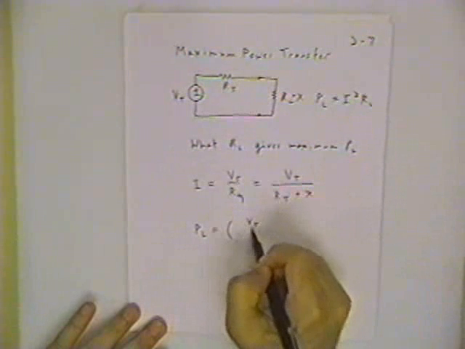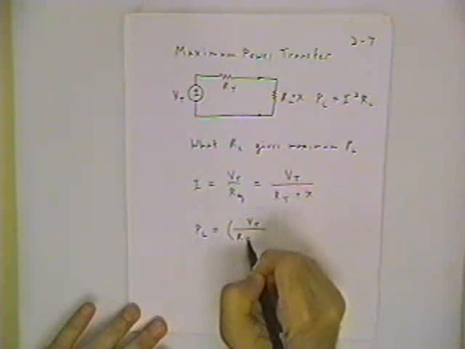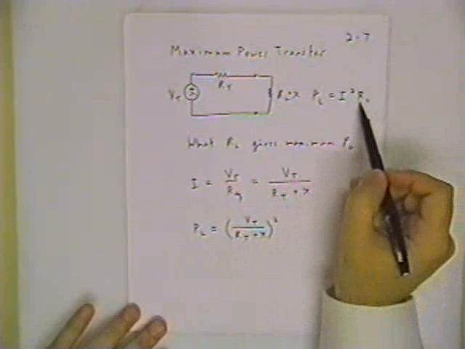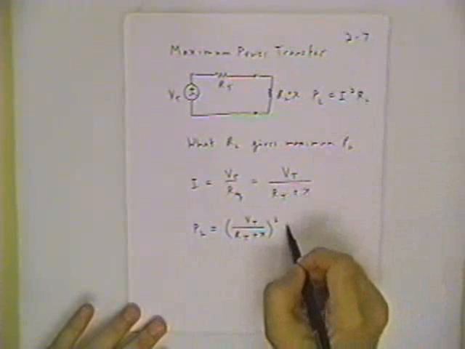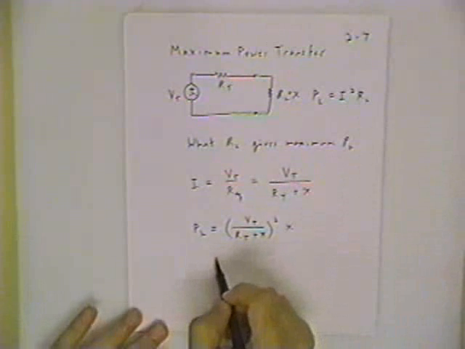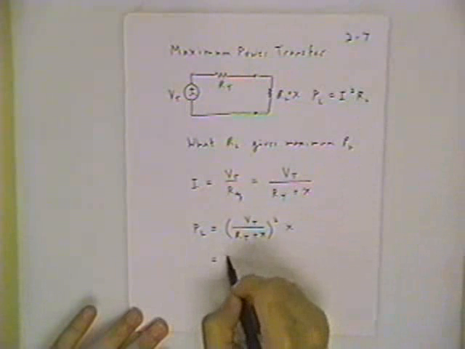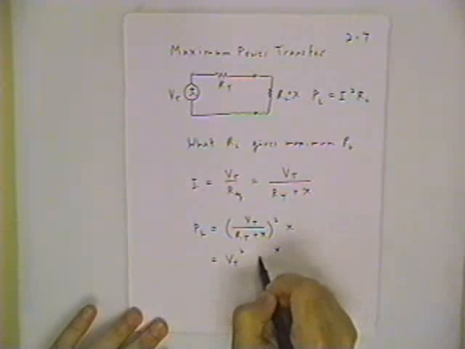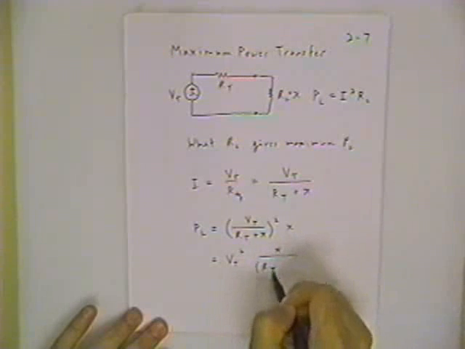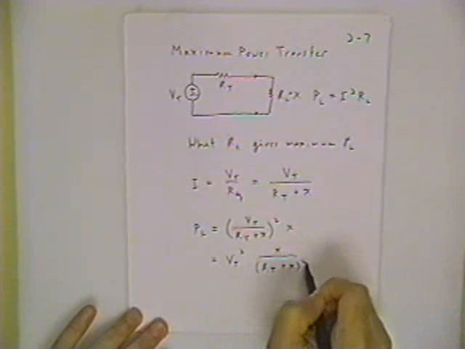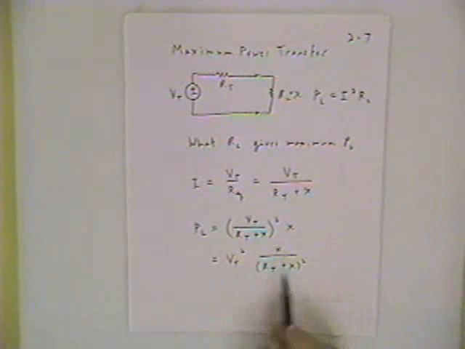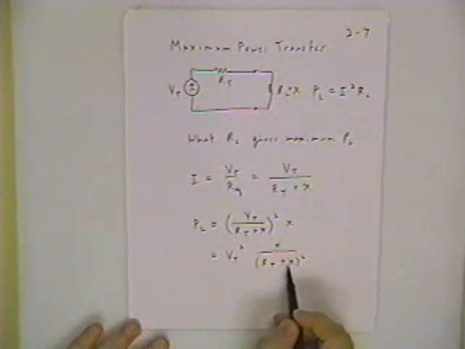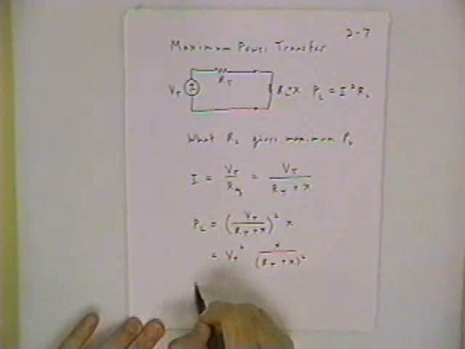Well, let's put that into the expression for power into the load. You've got I squared, VT over RT plus X, squared, times, and now I want to also use the RL symbol here. I want to substitute for X. Well, it's pretty clear now that we've got a function of X. It says we've got X divided by RT plus X squared. And you all know how to find the maximum value of P sub L: it would occur when the derivative of this expression is equal to 0.